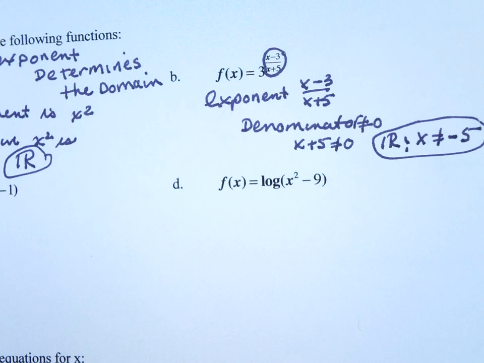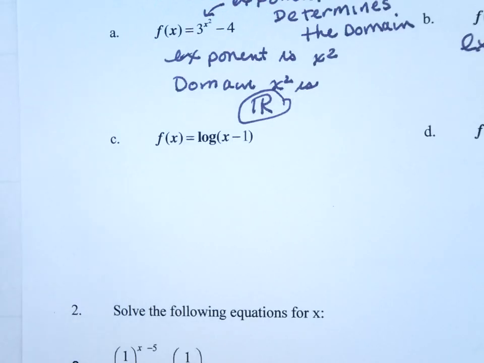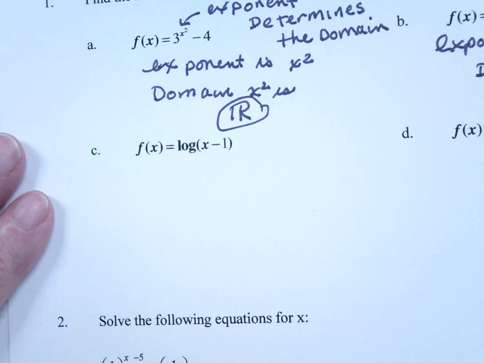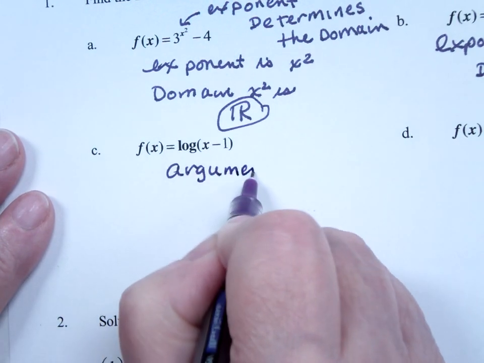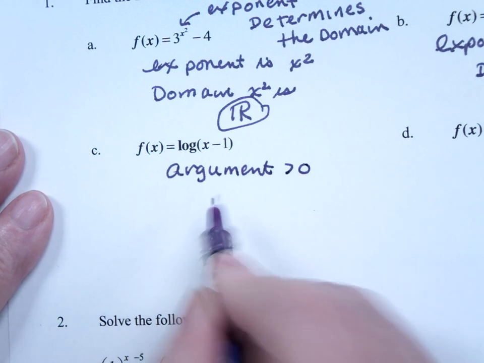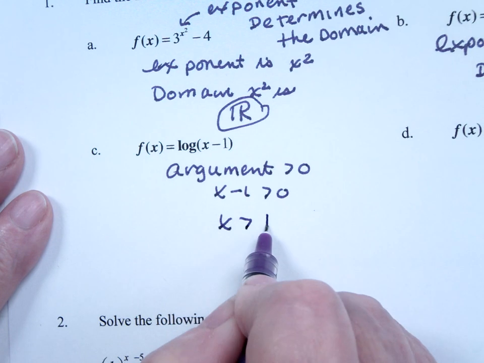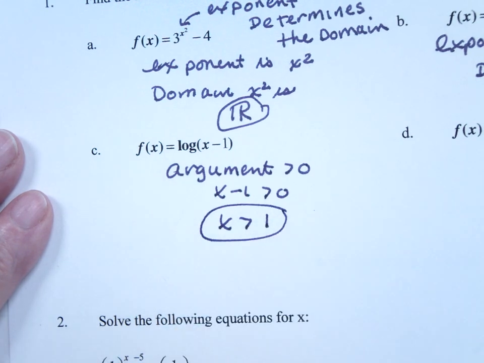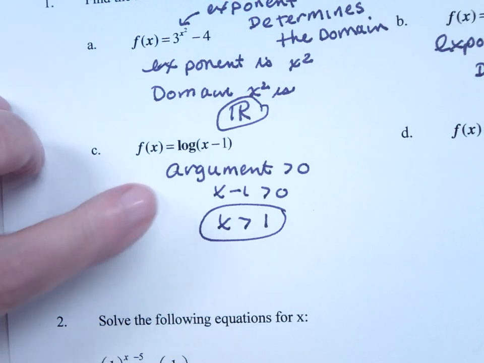So it's going to be the exponent on the exponential that's going to determine whether or not the domain is all real numbers. Logarithm we know has a domain issue. And we know that the argument must be positive. X minus 1 must be positive. X must be greater than 1. So that's what his domain is. And that becomes important when we move into 4.6 and we start solving equations.